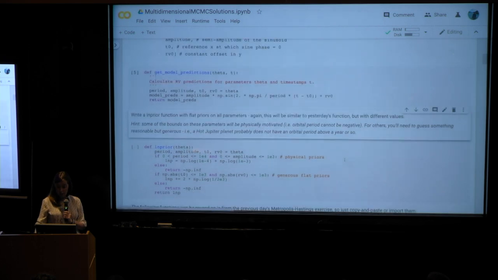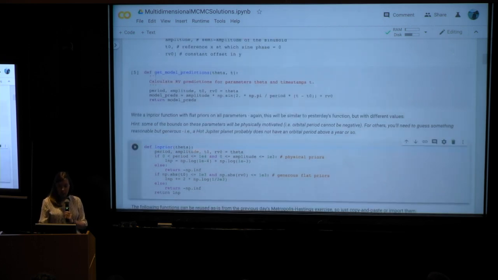And for my prior, the only physical constraint I used was that the amplitude of a sine wave is not negative. So I gave it a lower bound of 0 in the amplitude. Everything else, I eyeballed the data and said, it's not really obvious what the right answer should be for either the T0 or the RV0. So I'm just going to say that they're somewhere within this extremely broad range, many of which are not actually plausible solutions, but we'll just give it a big flat prior.